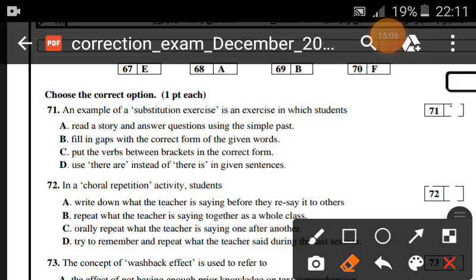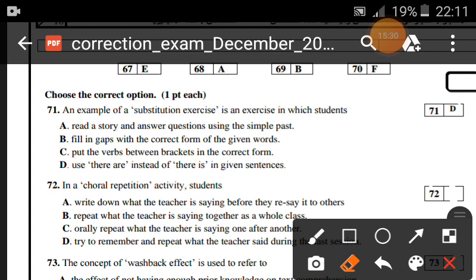Correct form. D. Use there are instead of there is in the given sentences. So what is the meaning of substitution? You can also understand it as a replacement exercise. So D is the right answer. Use there are instead of there is in a given sentence. Here we have a keyword also: instead. D is the right answer.